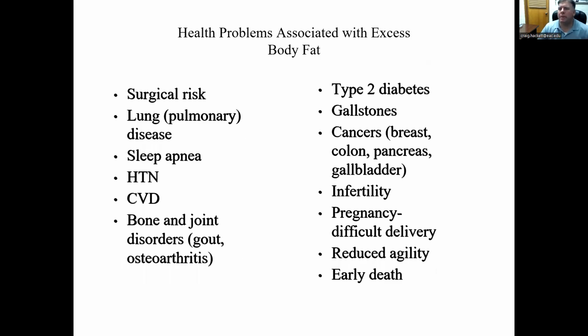Okay, so just some health concerns. I think most of us know these. There's certainly surgical risks with the added weight, both orthopedic and otherwise. The list goes on. You can read it as well as I can. So the longer you stay in an unhealthy range, the greater your risk factor.